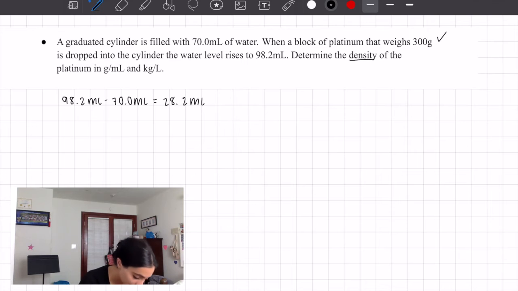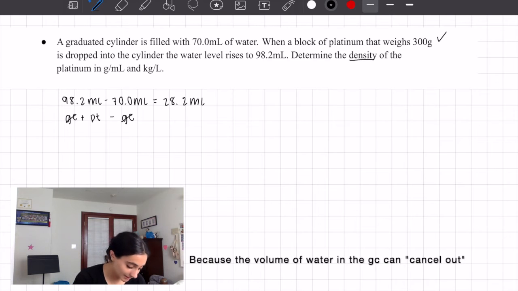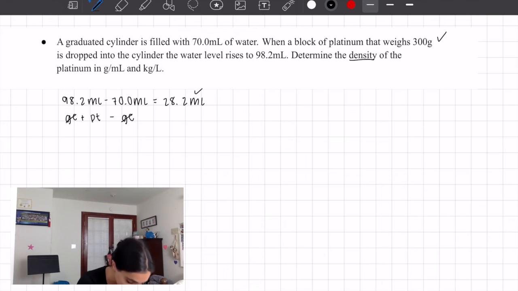So we went from, I'm just going to abbreviate, graduated cylinder plus platinum minus graduated cylinder, and we get just the volume of the platinum. I feel like that kind of helps with explaining it more. So now we have volume and we have mass. So now let's find density. We have density equals mass over volume.